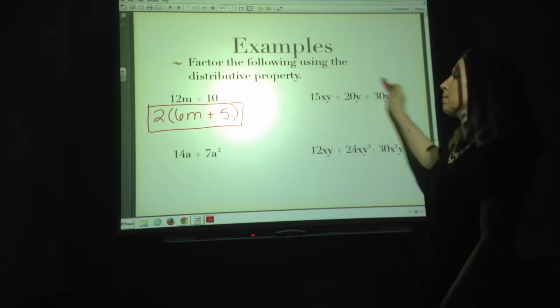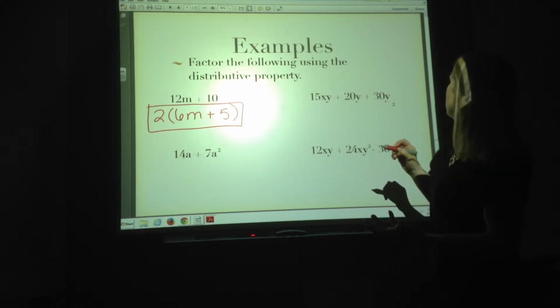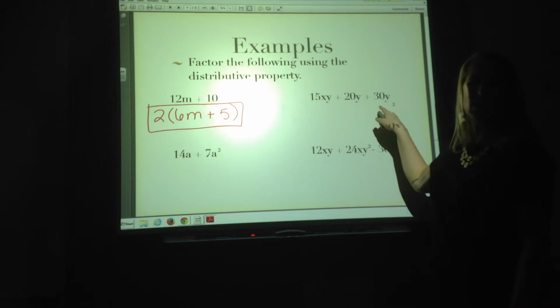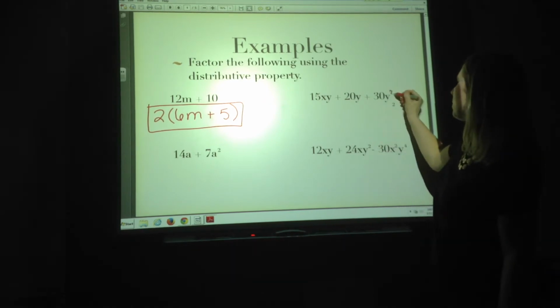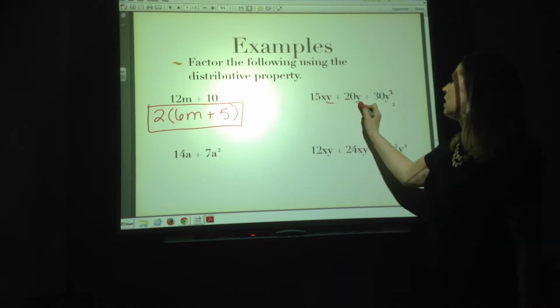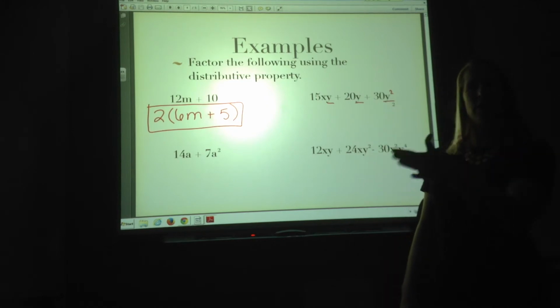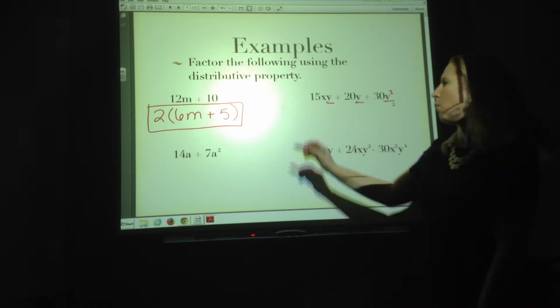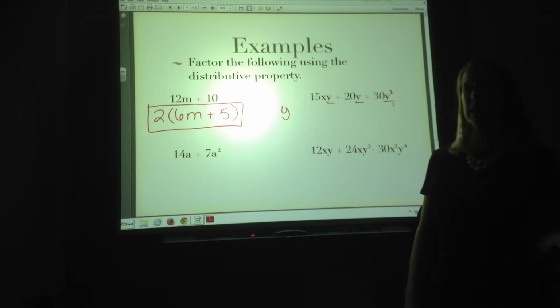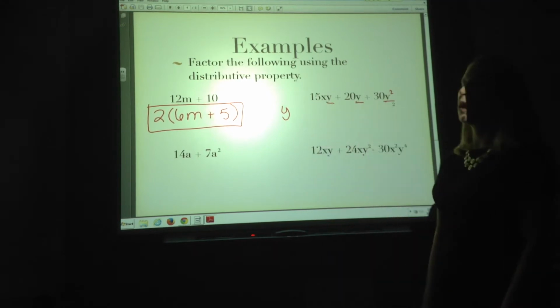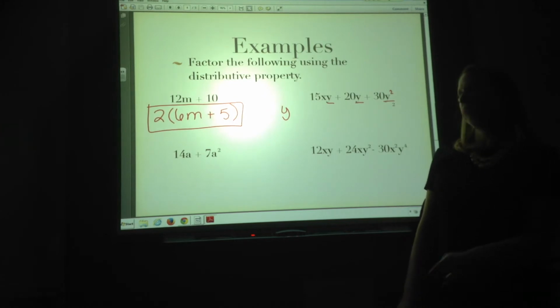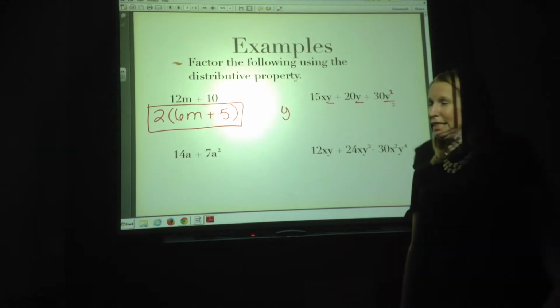Okay, let's look at this one. I notice, well, for one, my 2's in the wrong spot. I don't know why that little 2 is supposed to be up there. But I notice that I have a y in every single term, so I know I can pull a y out. Now let's think about the numbers. What's a number that would go into both 15, 20, and 30? What do you think it is?